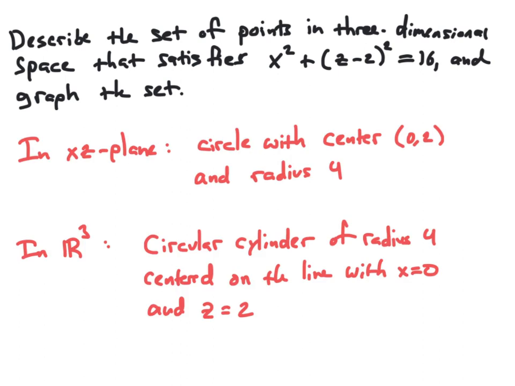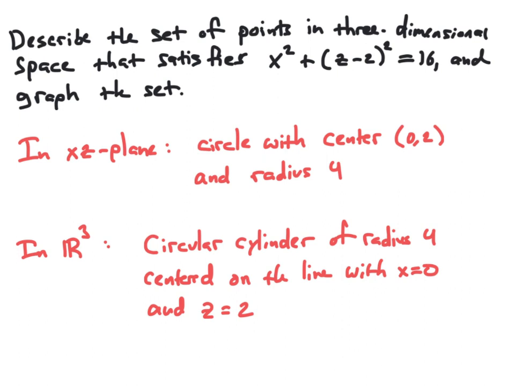Since our equation only involves the variables x and z, we first view the equation in the xz plane. Here it will be the circle with a center at (0, 2) and a radius of 4. And since there is no y included in this equation, y can take on any value once we move into three-dimensional space, and so we obtain a circular cylinder of radius 4 that's centered on the line with x equals 0 and z equals 2.